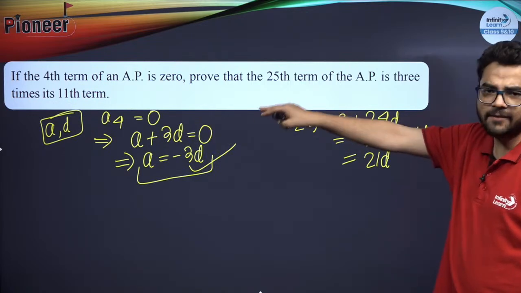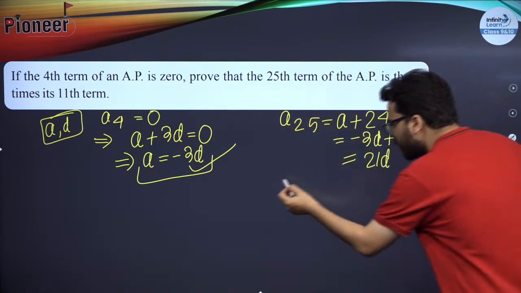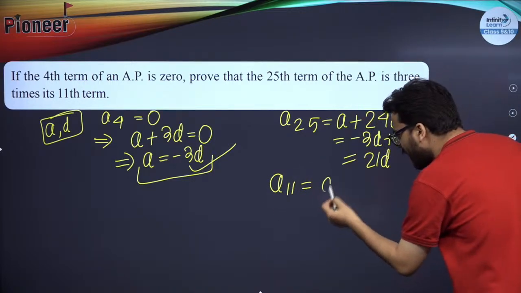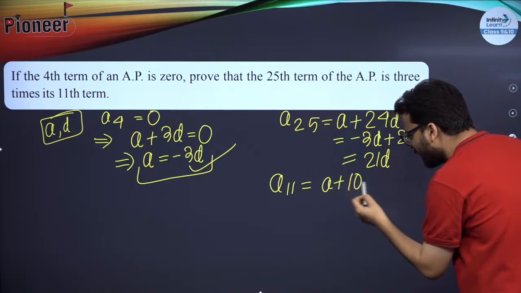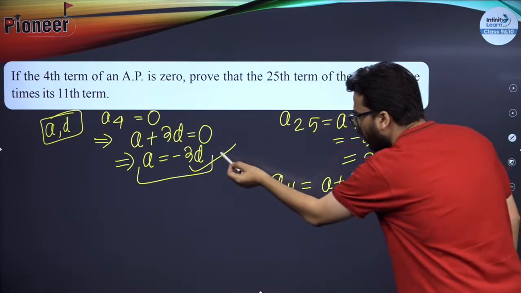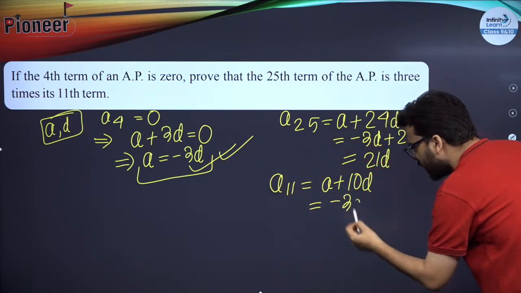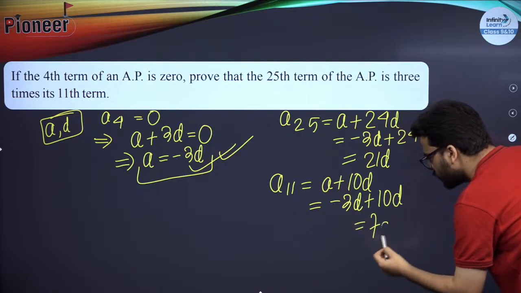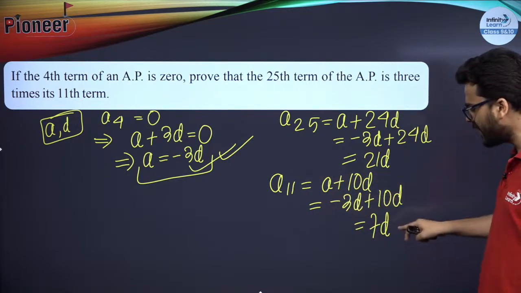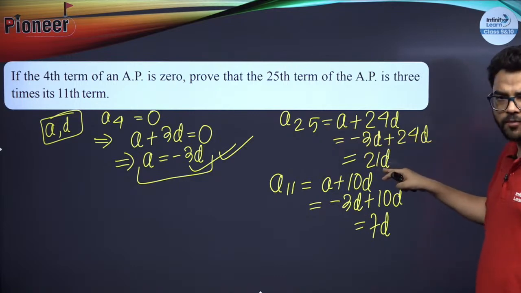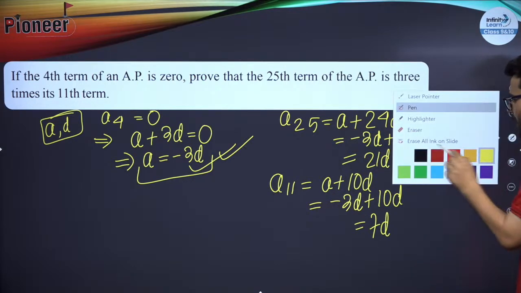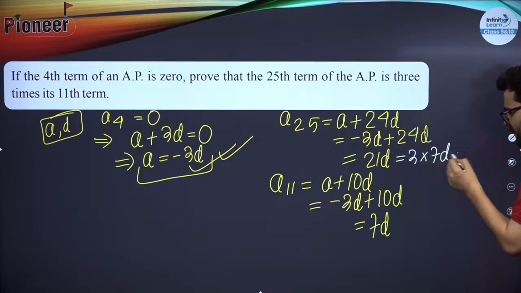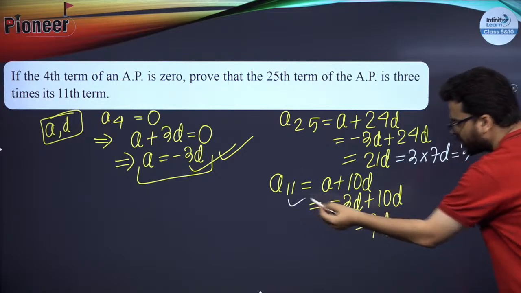Now what is its 11th term? 11th term of this AP will be what? A11. That will be A plus n minus 1 into D, so it will be A plus 10D. Correct? Now A we already have got to be equal to minus 3D over here. Just put it over here, guys. So that is equal to 7D. So you see over here that 11th term is 7D and 25th term we have got to be equal to 21D. So in place of 21D, can I not write 3 into 7D, guys? So isn't this equal to 3 times the 11th term only?